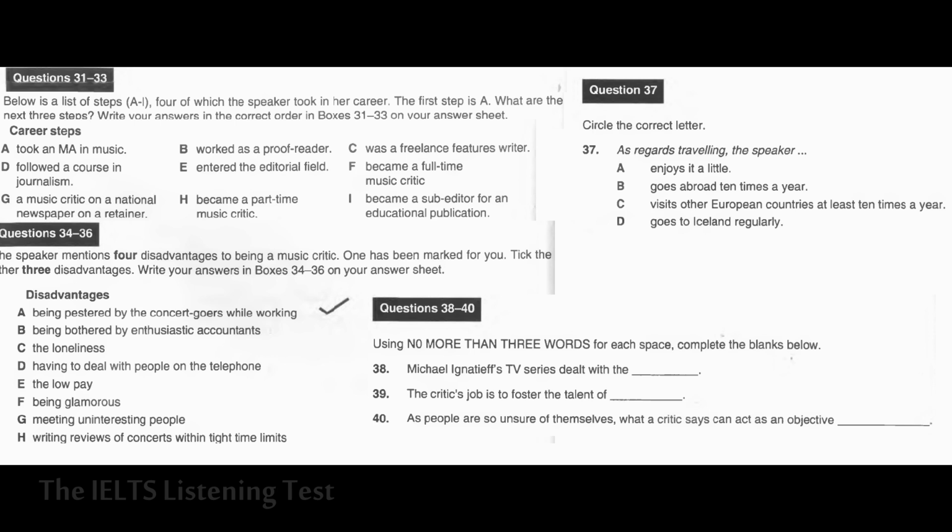After a couple of years freelancing, rather than moving into the editorial field in journalism, I was given the rare opportunity to become a music critic on a national newspaper, on a retainer. For those of you who don't know what it is, a retainer is a fixed yearly sum paid for a certain number of, in my case, concert reviews. Cheap labour with the prestige thrown in by way of compensation.